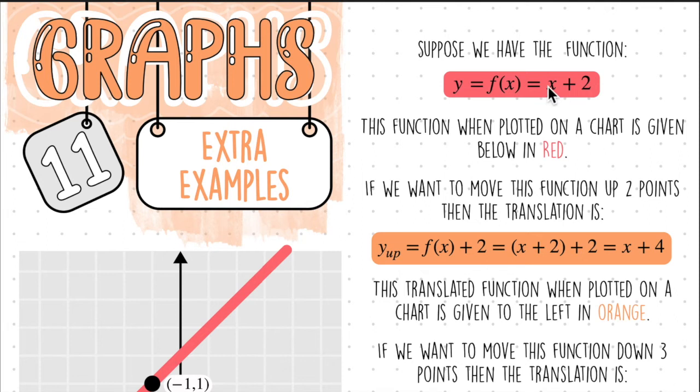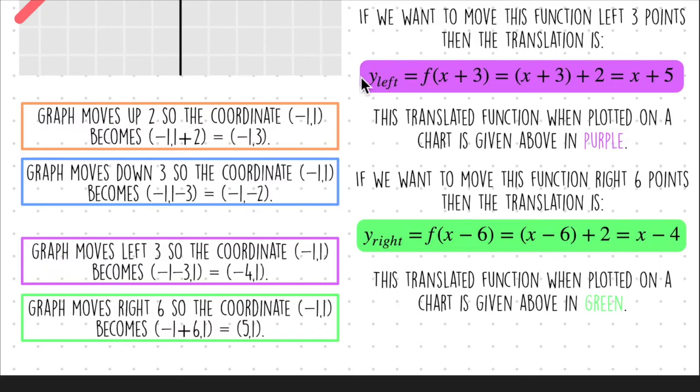So let's go ahead and look at how this is done. Our translated function is given by y subscript left, and it is equal to f of x plus 3. Which is equal to x plus 3 plus 2. In this bracket here, there used to be x in our original function. But because we're shifting to the left, we have to replace every value of x with x plus 3. So what was just x here has become x plus 3. And this is the remainder of the original function. If you simplify this, we get x plus 5. So y subscript left is equal to x plus 5.